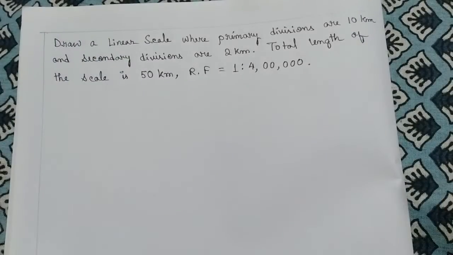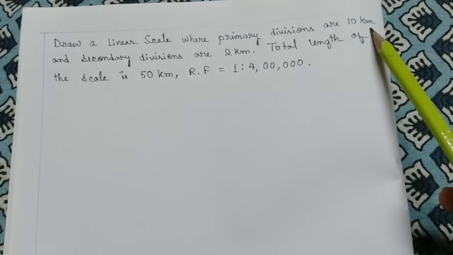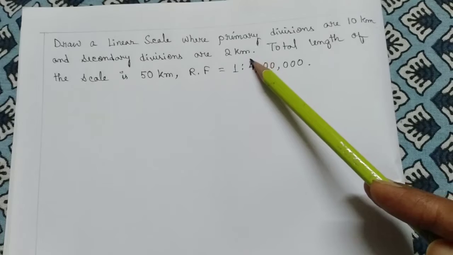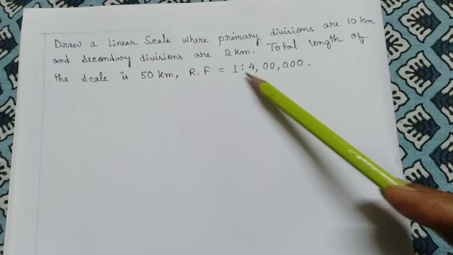How to draw a linear scale. The question is asking us to draw a linear scale where primary divisions are 10 km and secondary divisions are 2 km. Total length of the scale is 50 km and the RF is given as 1:4 lakh.